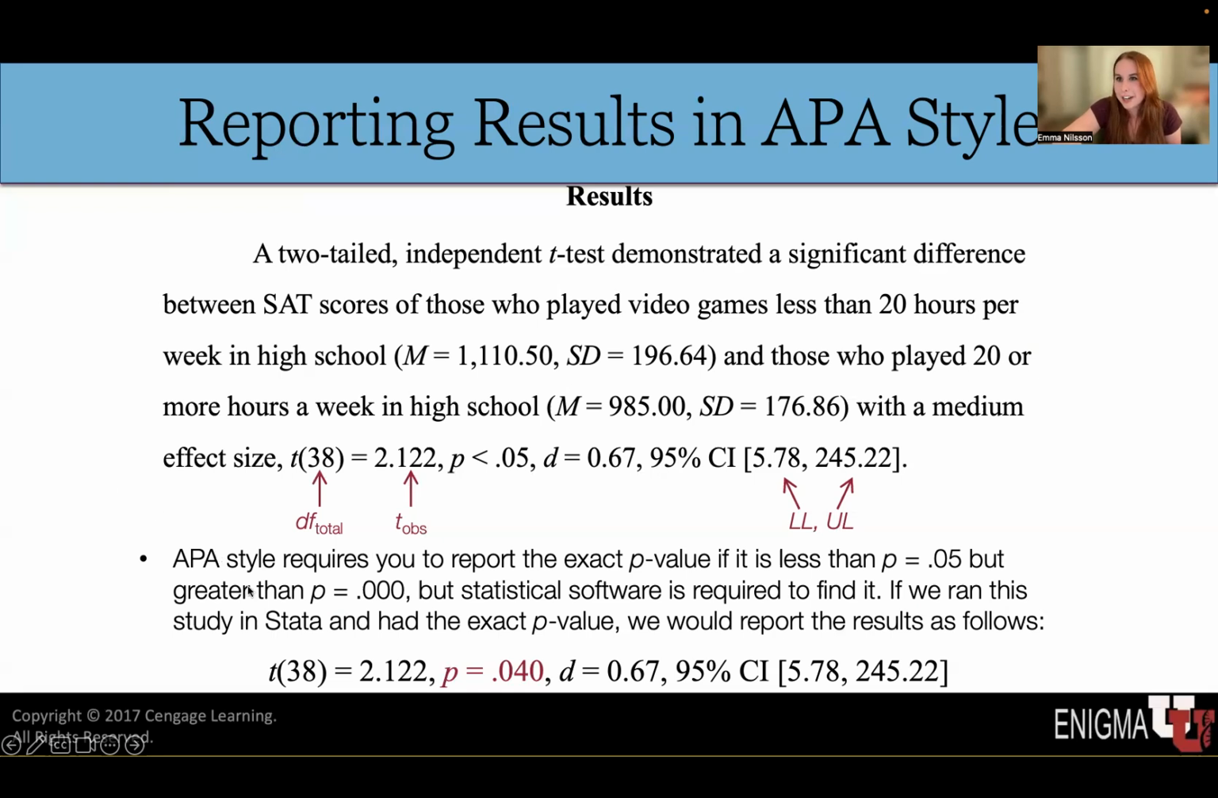And again, just as a reminder, APA style requires us to report the exact p-value if it's less than 0.05 but greater than 0.001, but we're going to need statistical software to find it, such as Stata, which is something that you might come across as you're doing research in the real world, not just in this course. And Stata would tell us that our p-value is specifically 0.040.